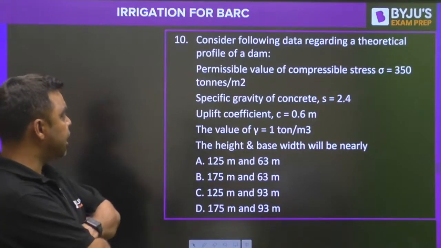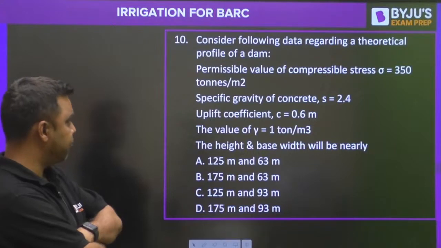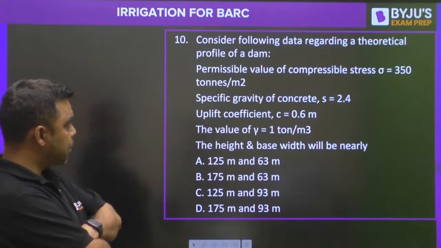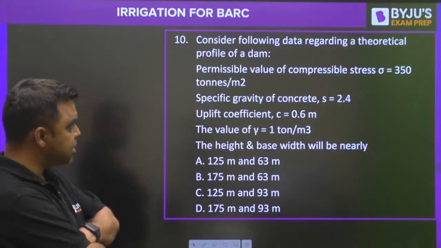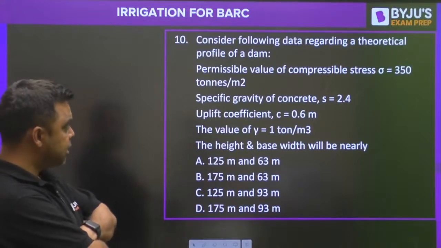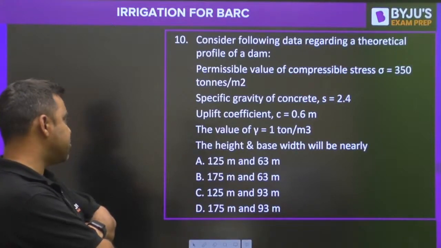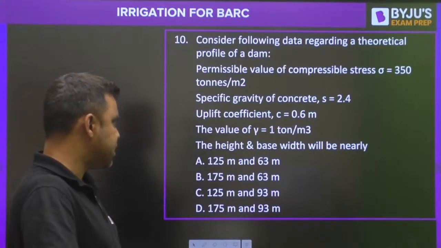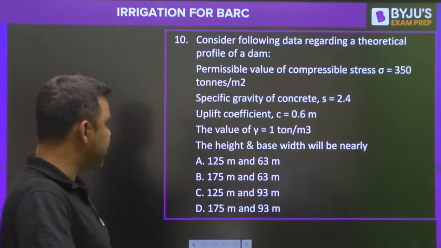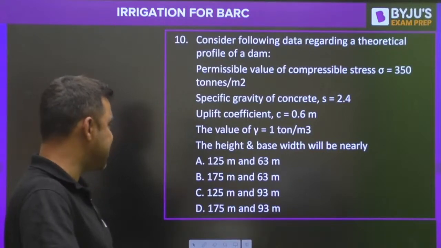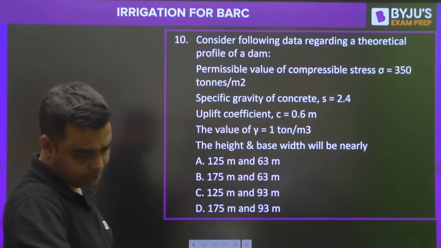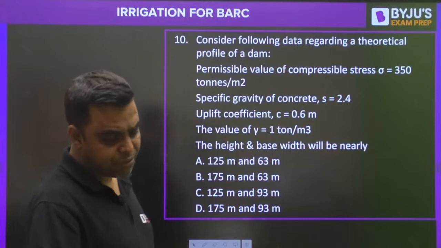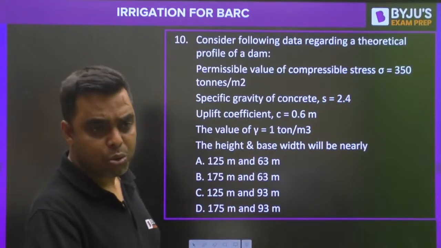Consider the following data regarding the theoretical profile of a dam. Permissible value of compressive stress sigma is 350 tons per meter square, specific gravity of concrete S is 2.4, uplift coefficient C is 0.6, and the value of gamma is 1 ton per meter cube. The height and base width will be nearly. So how to solve this?